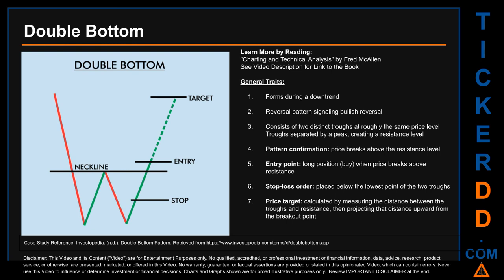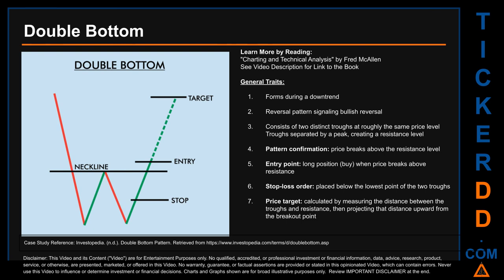The resistance level is a horizontal line connecting the peaks between the troughs. To trade a double bottom pattern, traders typically wait for a breakout above the resistance level, which signals a bullish reversal. They may enter a long position, buy, when the price breaks above the resistance level, with a stop-loss order placed below the lowest point of the two bottoms to manage risk.